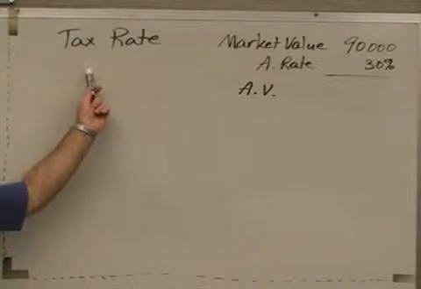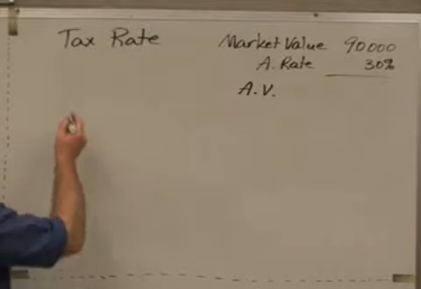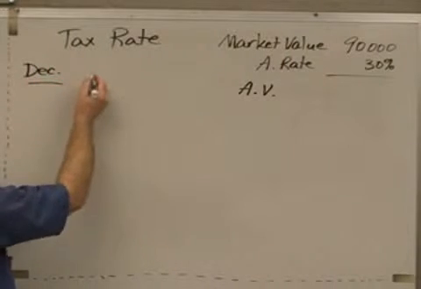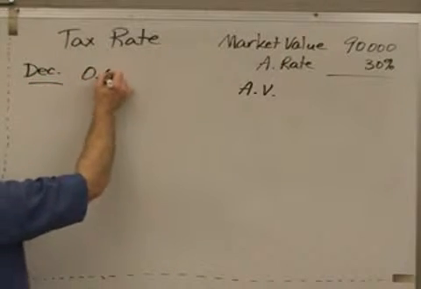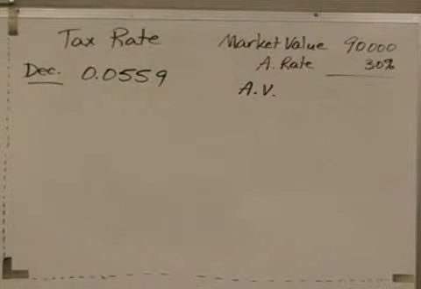Let's talk about the different ways that we can express a tax rate. First of all, we can express a tax rate as a decimal. We had an earlier problem where the tax rate was 0.0559. All right, that's one way to express the tax rate.